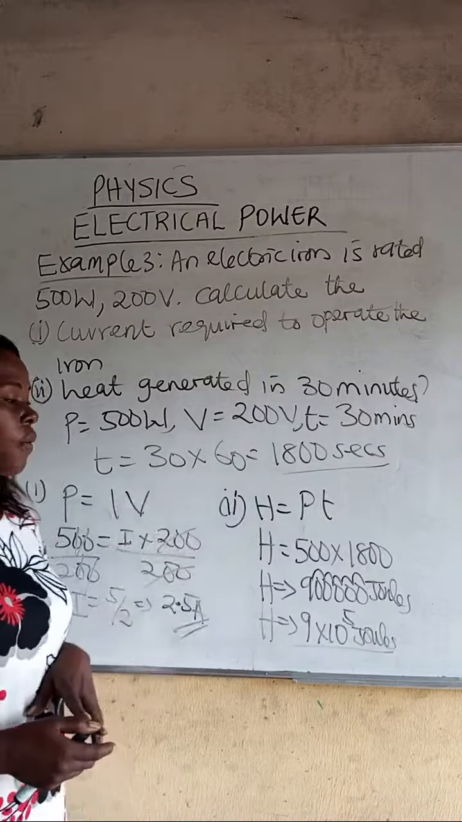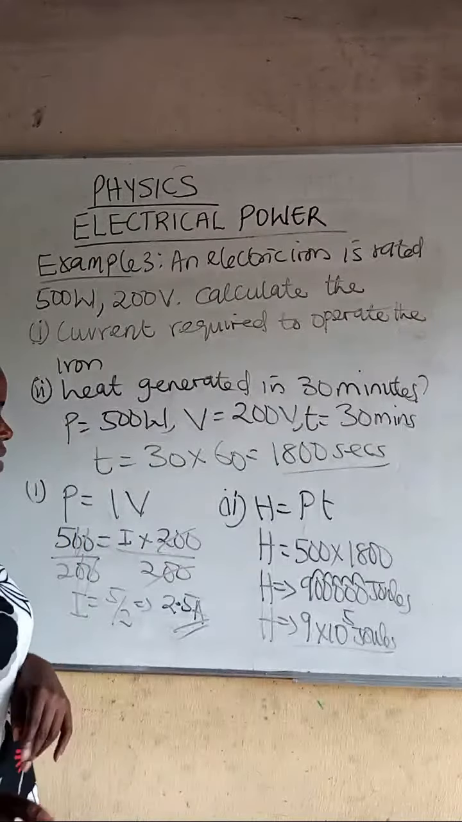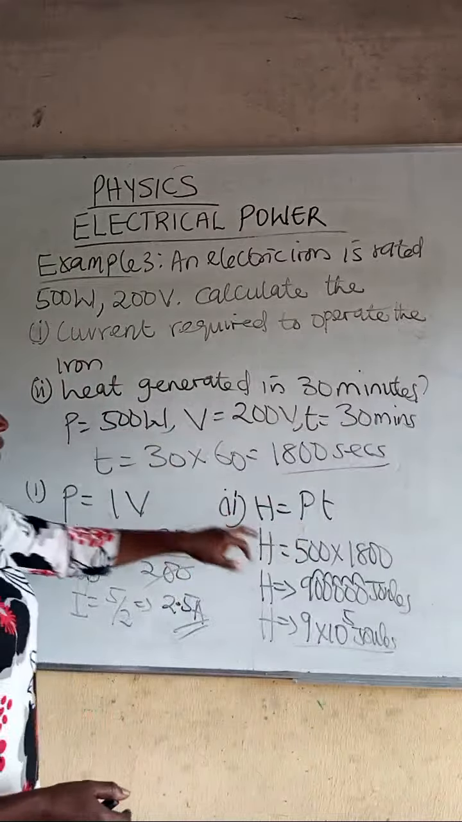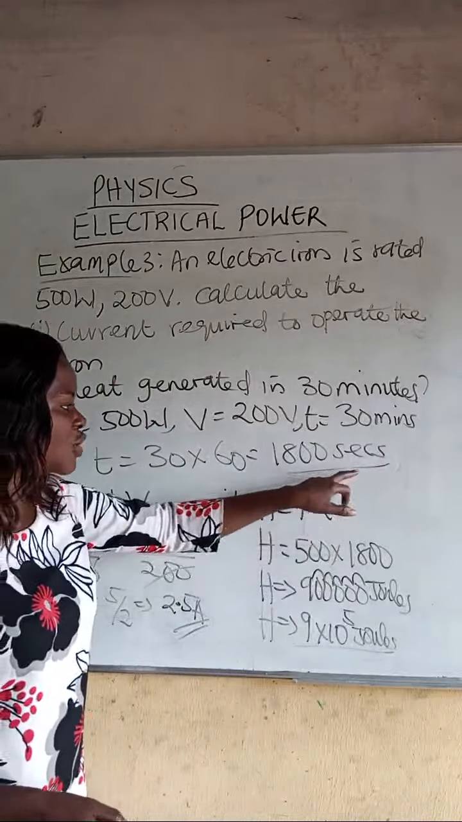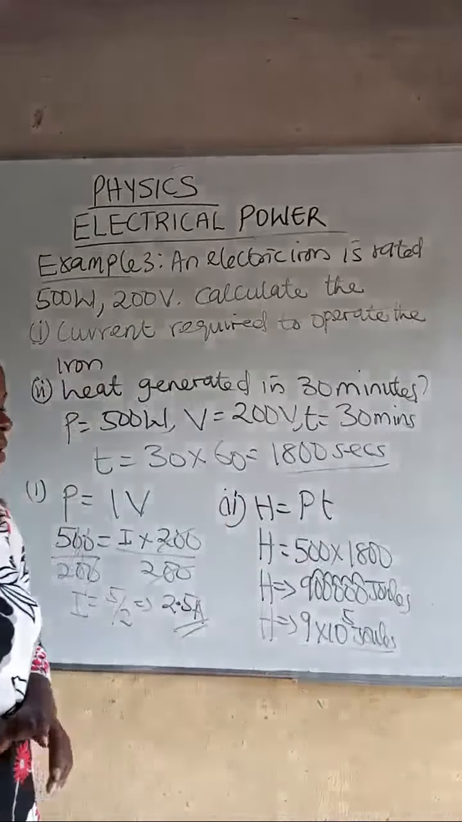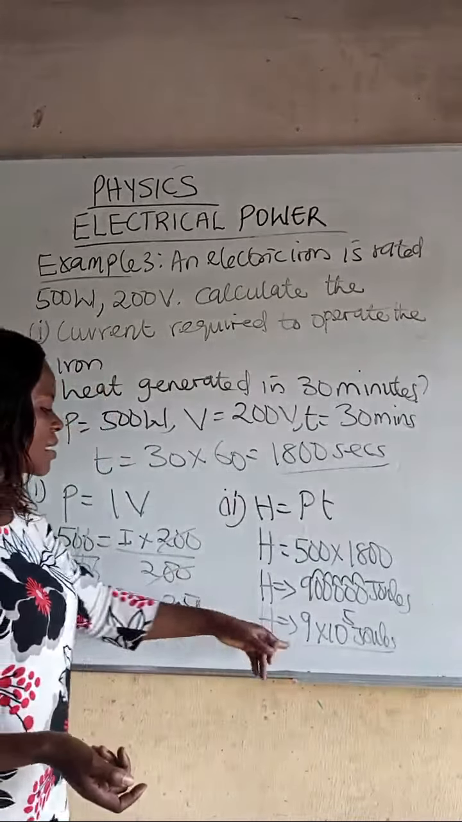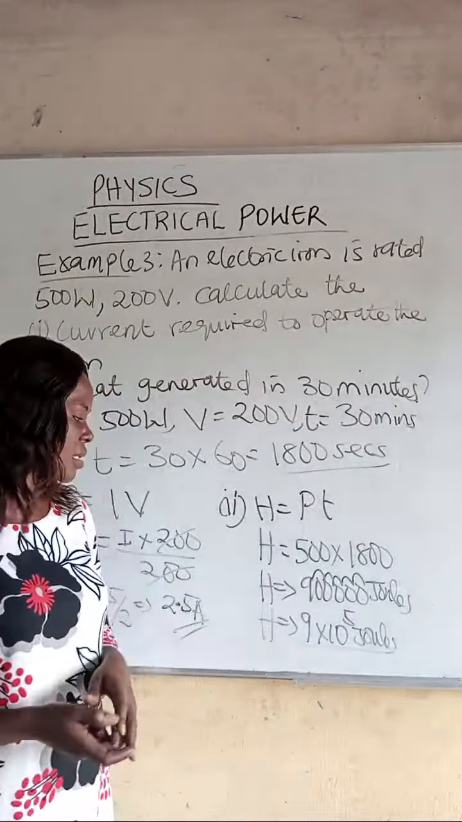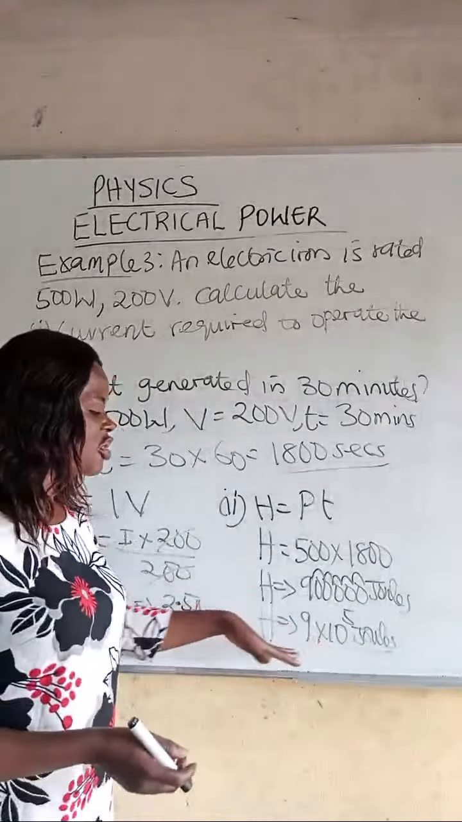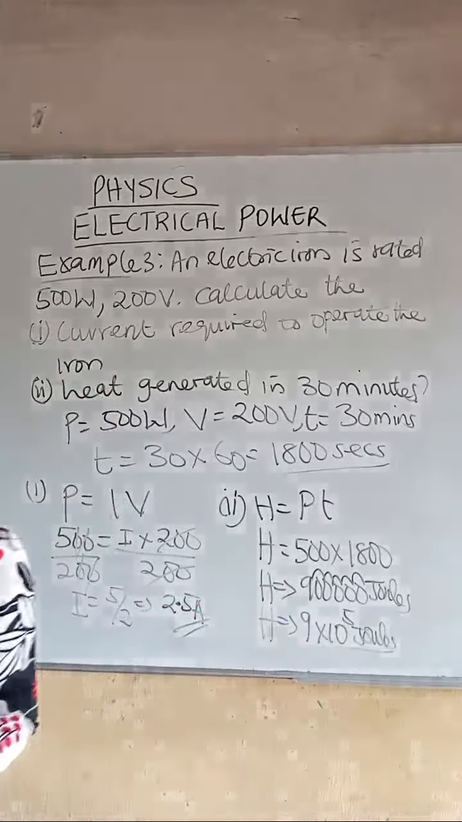Then going to the second one, the heat generated in 30 minutes. We already have our power to be 500, multiplied by time, which is 1,800, and we arrive at our answer to be 900,000. Then we can change it to standard form by saying that this is 9 times 10 raised to 5 joules. Is that okay? Because the unit of energy or heat or work is measured in joules. Is that okay? All right.